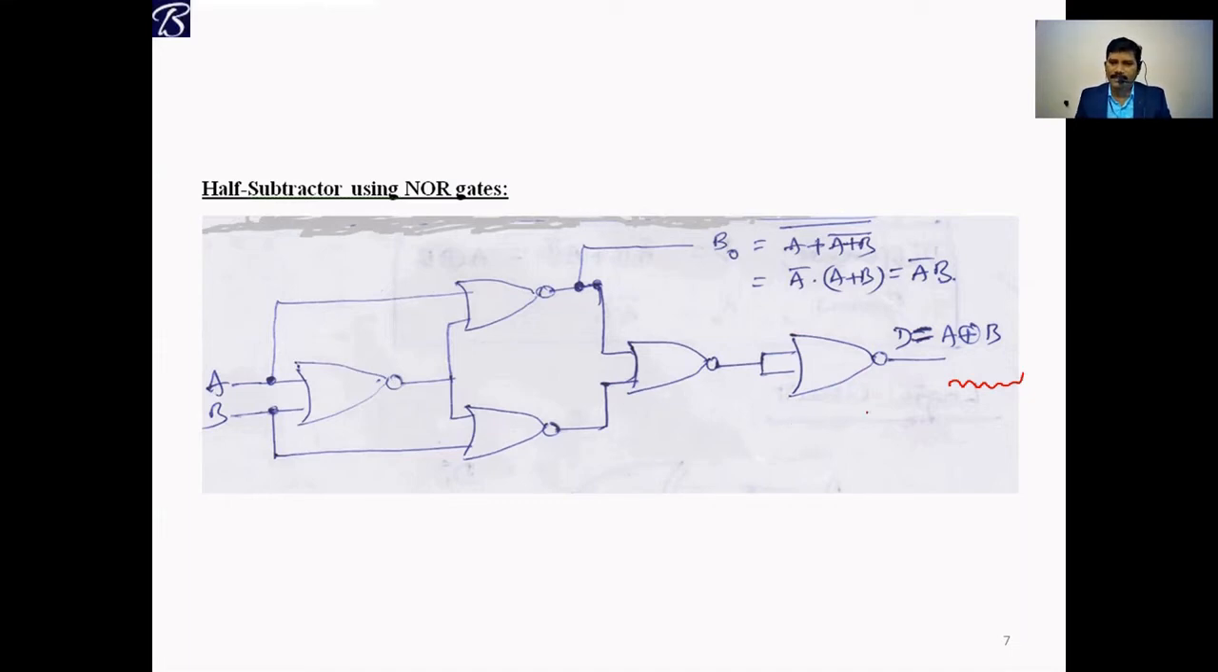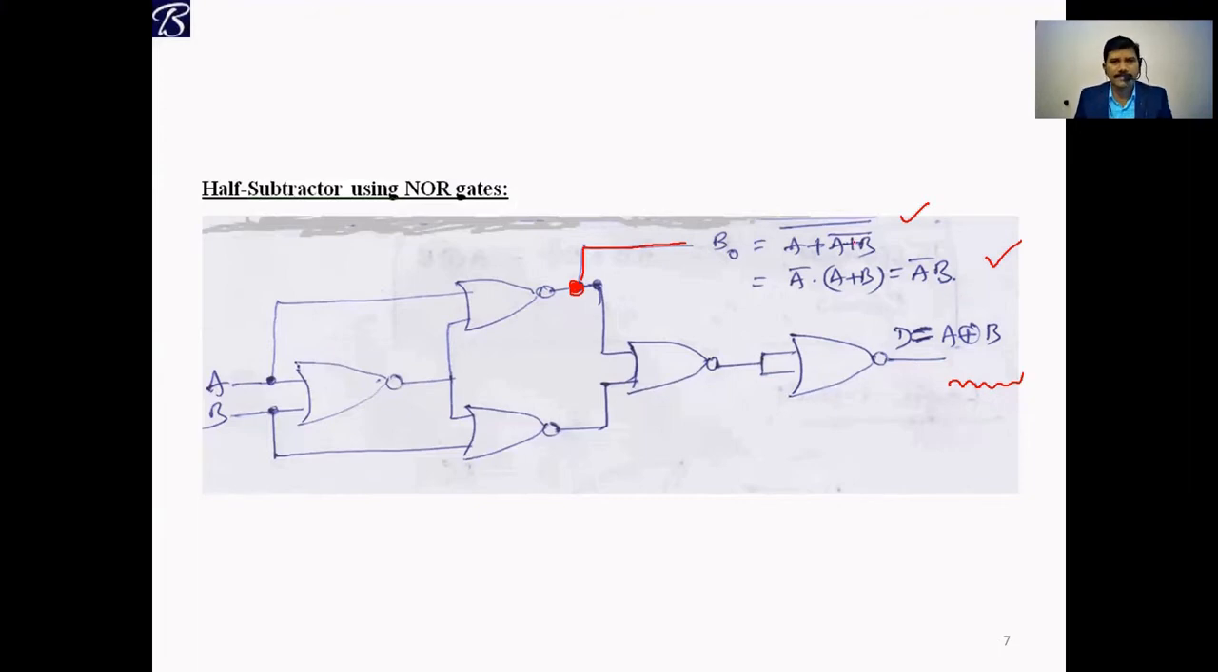So 5 NOR gates are required. If you take this point here, you will get A bar B, that is borrow. Because this point is A plus B whole bar, this NOR gate whole bar. If you simplify, you will get A bar B. So one more NOR gate is not required here. Already 5 we have taken to implement XOR operation using NOR gates. Then if you take this point, you will get this A bar B.